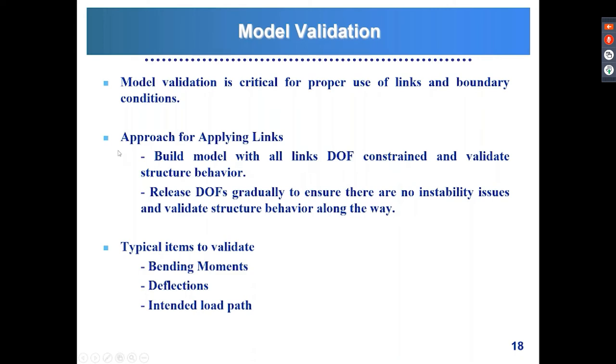As far as the approach for applying links, I think it's very useful to start with a very constrained model and then start releasing the degrees of freedom gradually. For example, you start with a very constrained model and you validate the structural behavior of that model, you run the analysis, and everything looks good. Then you start gradually releasing the degrees of freedom of the links that you need to release. And along the way, as you're releasing them, you run the analysis and make sure that everything is going the way you want it to be.